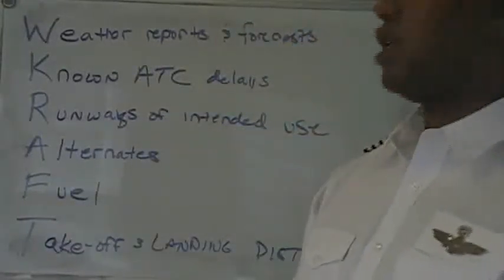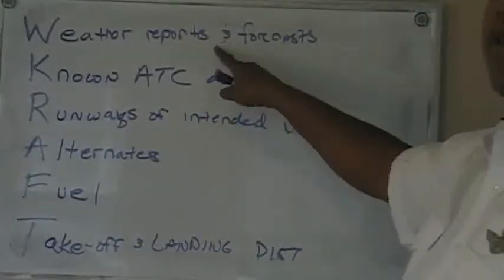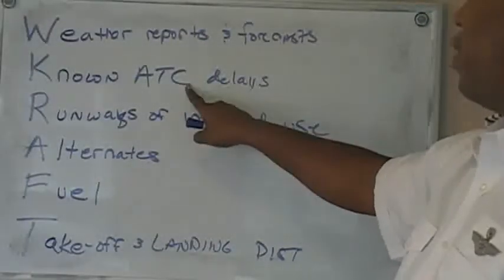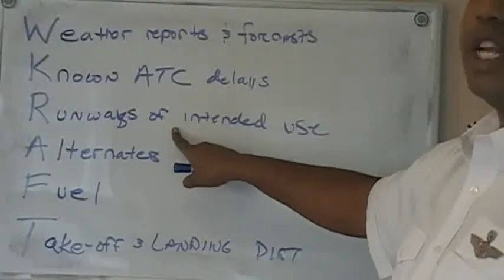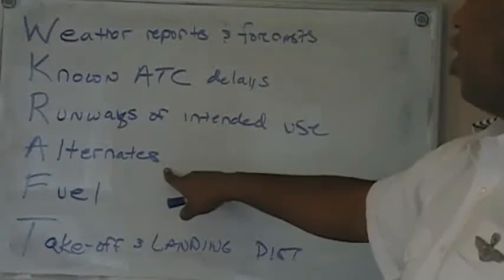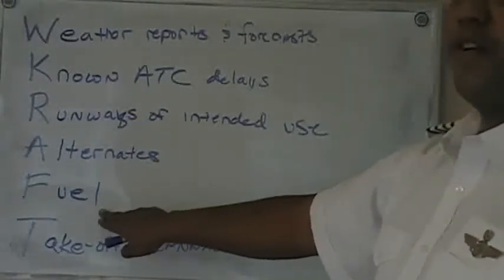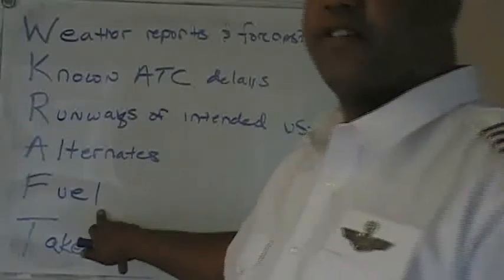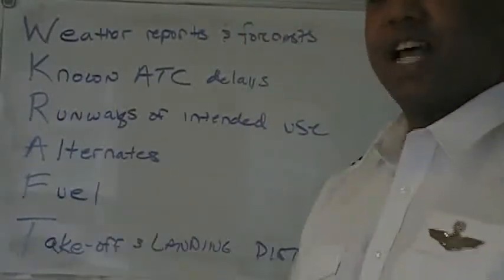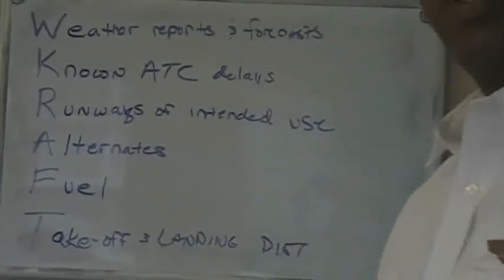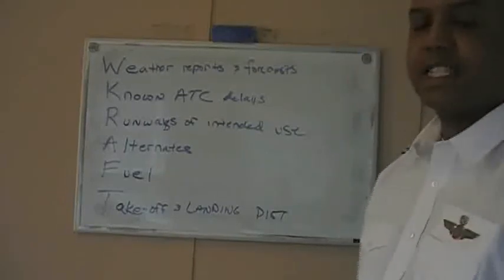Just to recap, WKRAFT covers pre-flight action. I need to know about weather reports and forecasts. I need to know about known ATC delays, the R. I need to know about runways of intended use. I need to know about alternates, A, if my flight cannot be completed. I need to know fuel requirements if I have to go to my destination airport or alternate. I just need to have an idea of how much extra fuel I'm going to need. And then finally, last but not least, takeoff and landing distance data.